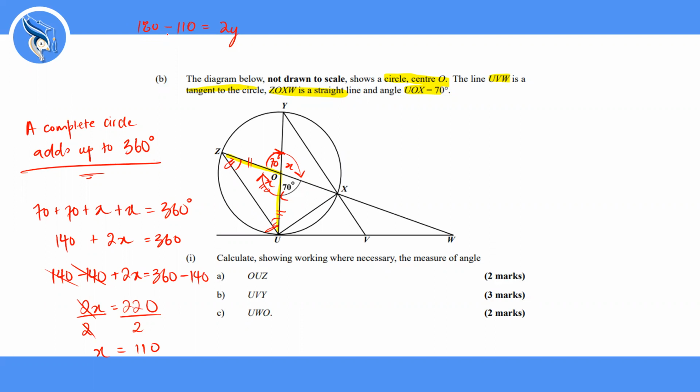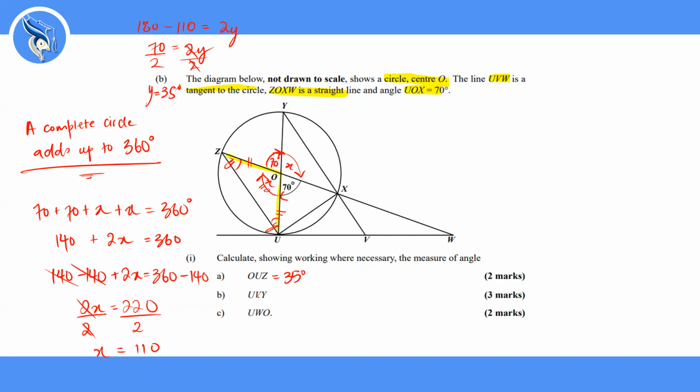So 180 minus 110 is 70. And that's equal to 2y, right? We divide by 2 on both sides. 70 divided by 2 is 35, right? So that means that OUZ is equal to 35 degrees. So y equals 35 degrees. This is about to get messy, man.